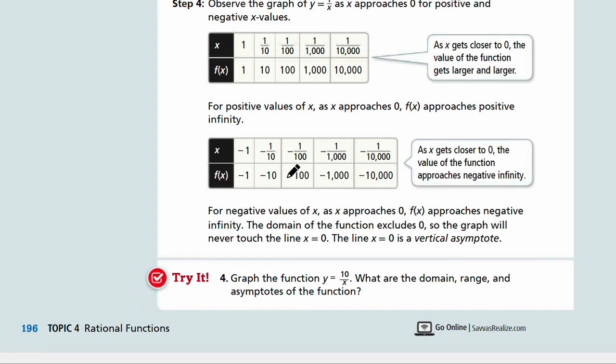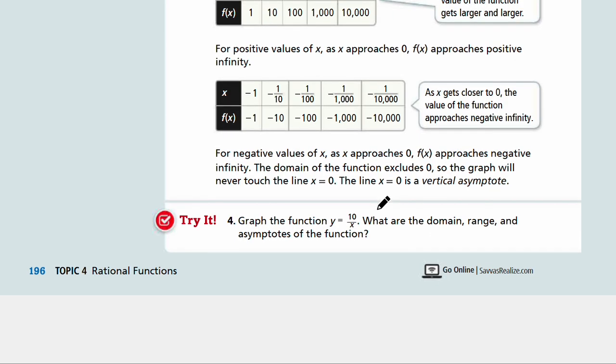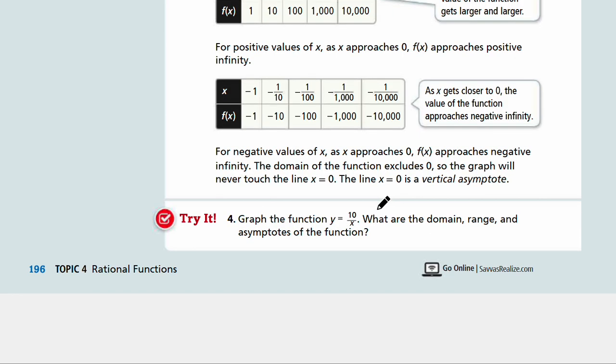So let's look at try number 4. Graph the function y equals 10 over x. What are the domain, range, and asymptotes of the function? So instead of 1 over x, now we have 10 over x. It should still be similar, but you should be able to figure out some different points. Okay, so pause the video, see if you can graph it by yourself. Graph the major, significant points that you can have, and figure out where the asymptotes are, where your graph is approaching. Okay, come back when you're ready for answers.